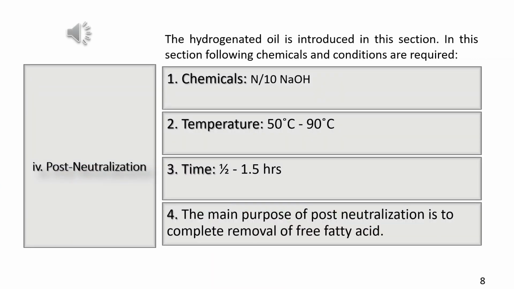Step 4 is post-neutralization. In this section, the hydrogenated oil is introduced and the following chemicals and conditions are required. We need N/10 NaOH solution as our chemical. It will take about 50 degrees centigrade to 90 degrees centigrade of temperature, and it will require about half to 1.5 hours. What is the main purpose of post-neutralization? Its main purpose is to completely remove the free fatty acids because they are less stable than neutral oil. So we remove the free fatty acids to stabilize our oil or sample.